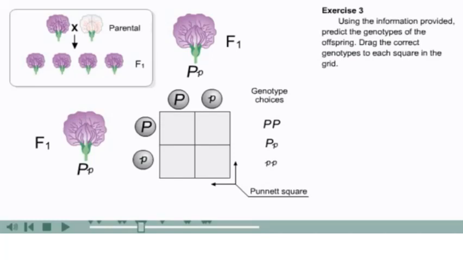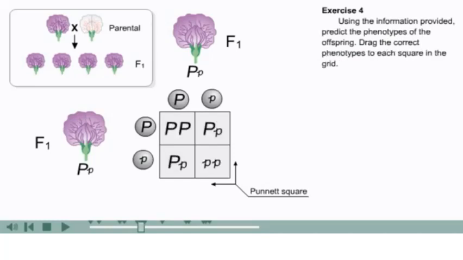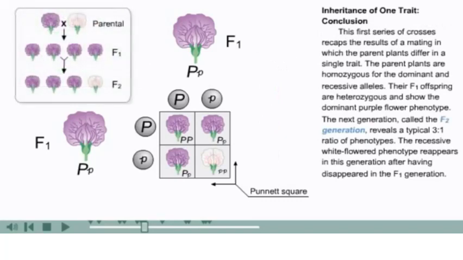Number 3: using the information provided, predict the genotype of the offspring. Try to fill this Punnett square. Then, using the information provided, predict the phenotype of the offspring. Drag the correct phenotype to each square.